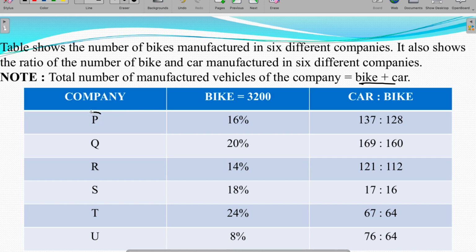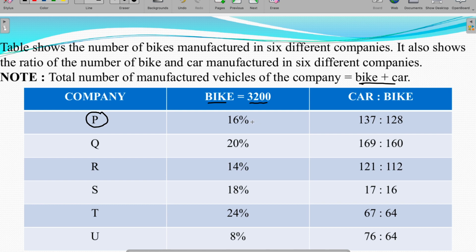Suppose in company P, I know the total will be 3200 and 16 percentage is the bikes. If I want to calculate how many bikes company P manufactured, it means 16 percentage of 3200, that is 16 into 32. You can do it like that.